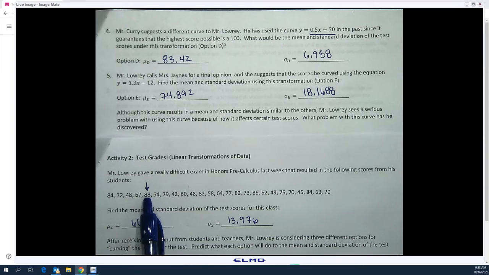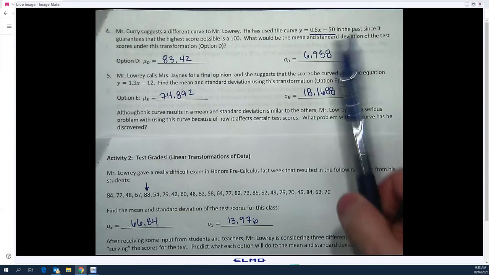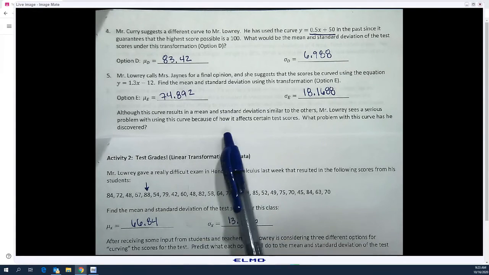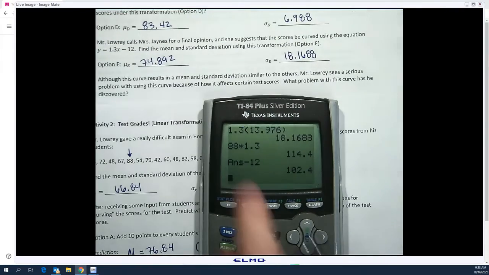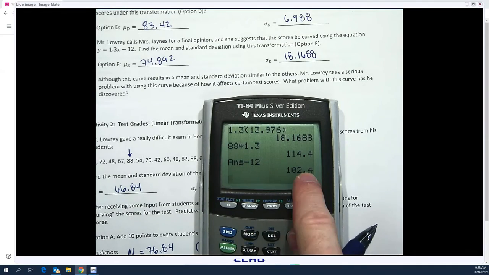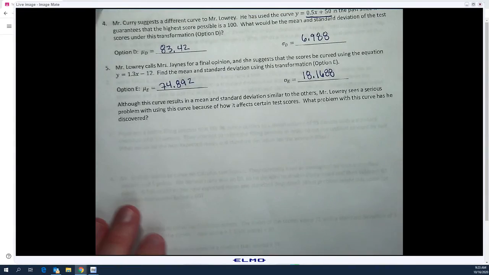The other methods, if you tried them out, like if you had 10 points, none of them would go above 100. If you add on 10% to everybody, none of them goes above 100. If you do 6% increase and add 6, none of them goes above 100. This one, no one goes above 100. This is the first one where one of the students would go above 100. If you do 88 times 1.3, and then you subtract 12, he is a 102.4. I guess Mr. Lowry does not like that very much. Doesn't like people getting above 100.